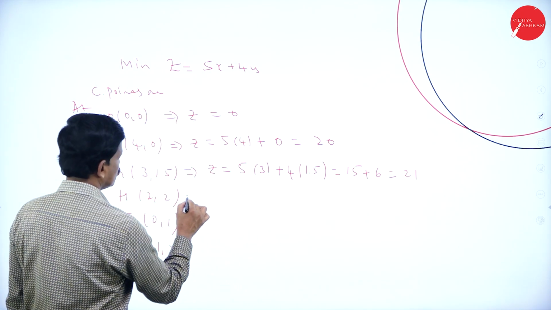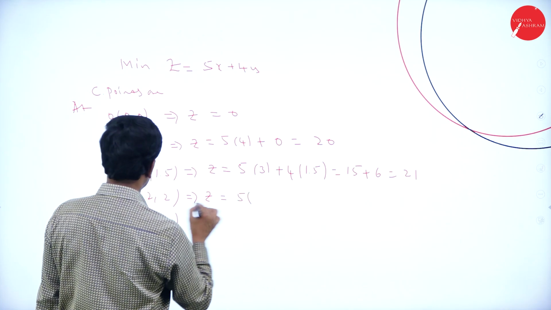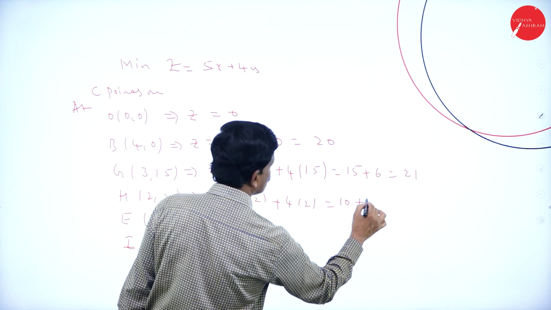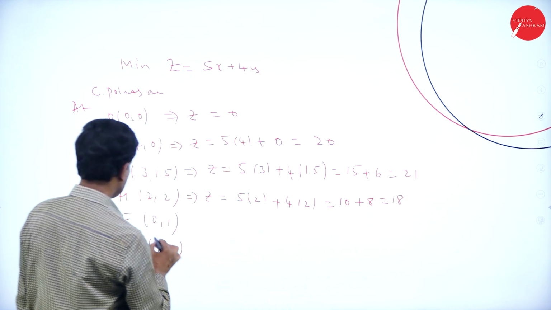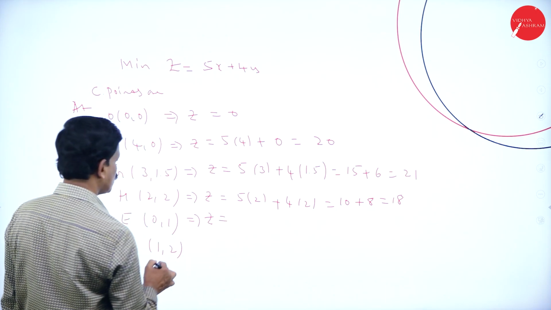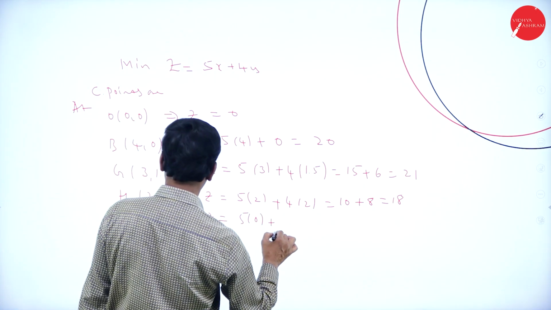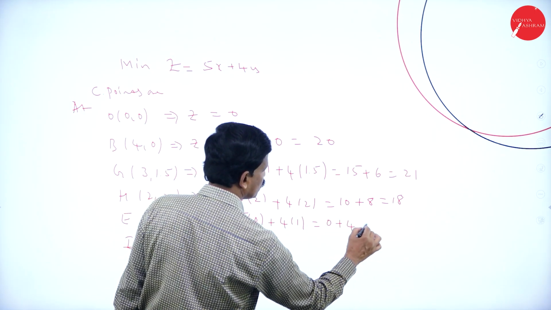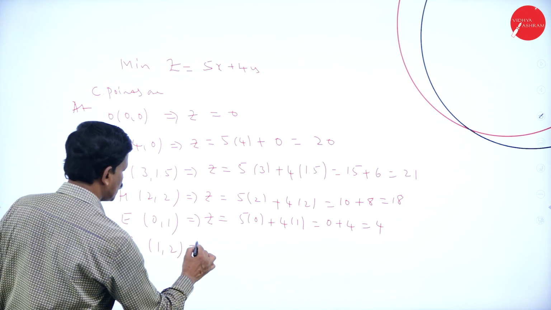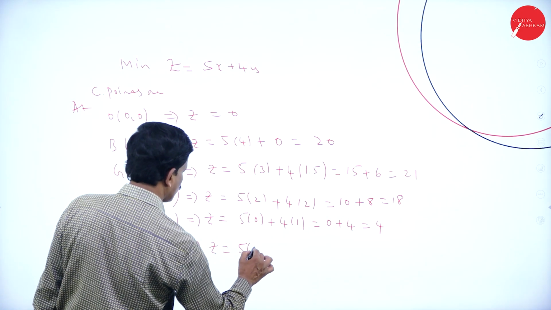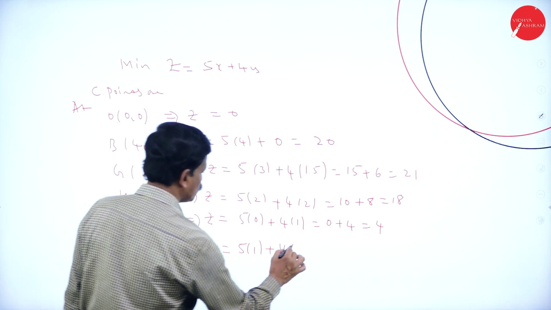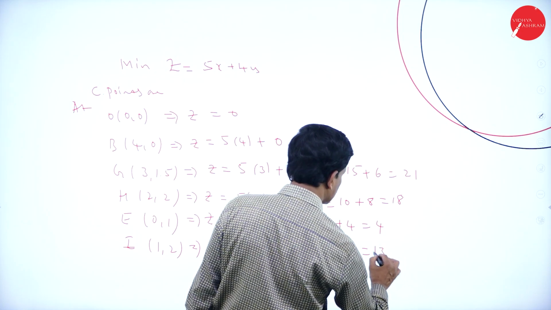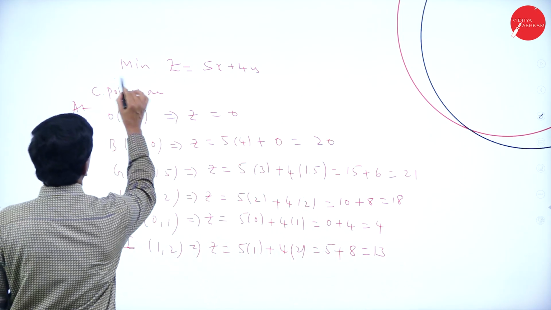Now at H, z is equal to 5 into 2 plus 4 into 2. 10 plus 8, this is equal to 18. Now at E, 0, 1, 5 into 0 plus 4 into 1. This is 0 plus 4, which is 4. And the last point at I, z is equal to 5 into 1 plus 4 into 2. This is 5 plus 8, that's equal to 13.